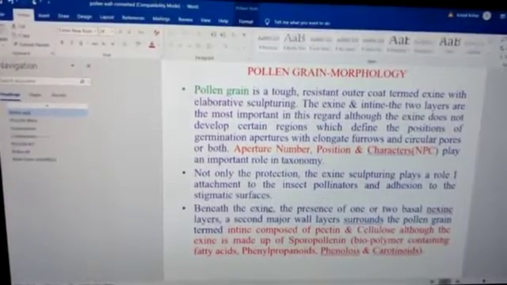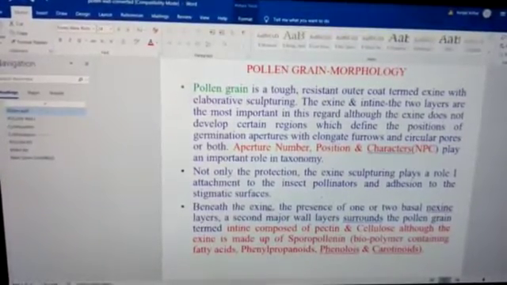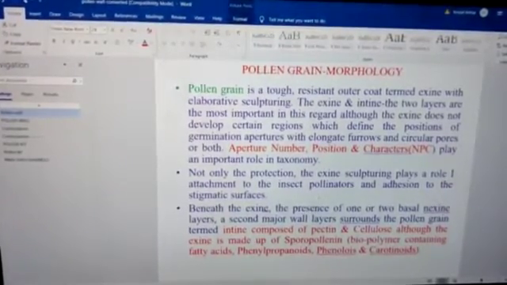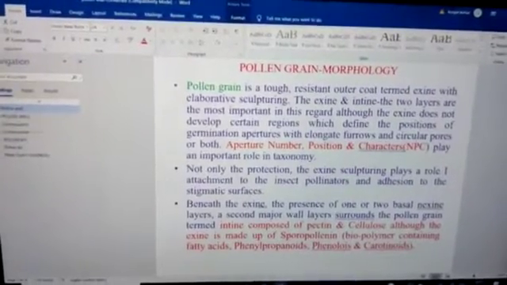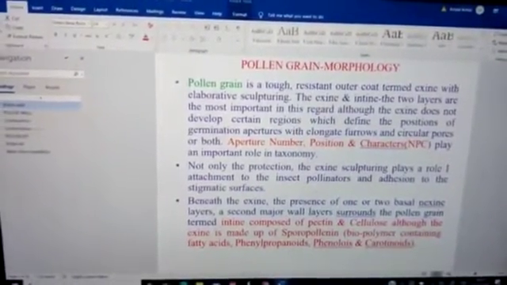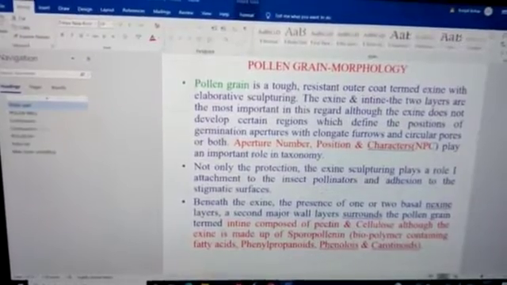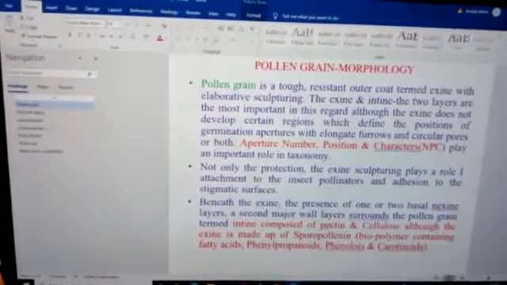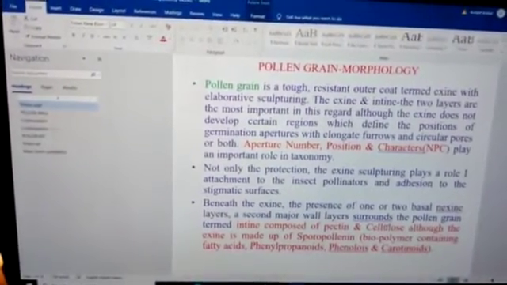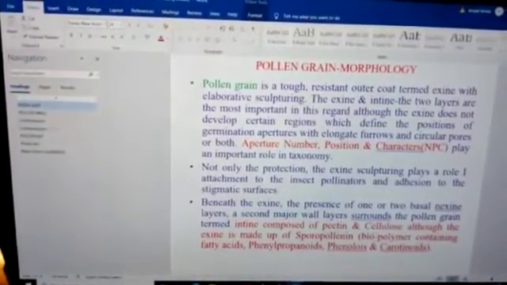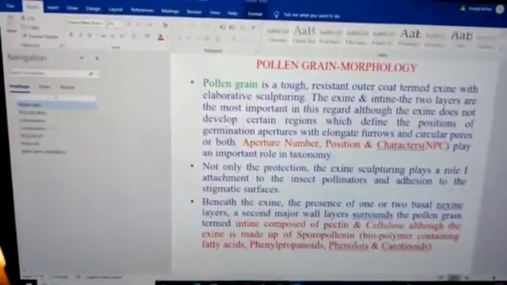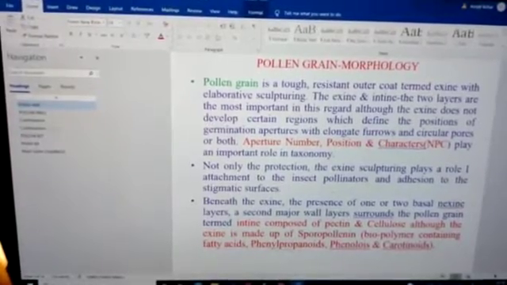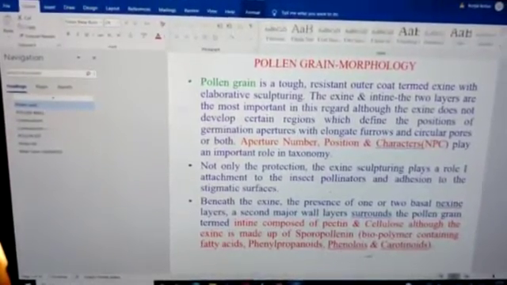Below the exine there are one or more layers, the basal nexine layers. Nexine is a part of the intine, the second major wall layer surrounding the pollen grain. The intine is composed of pectin and cellulose, so we say that it is pectocellulosic in nature, and the exine is made up of sporopollenin. Sporopollenin is a biopolymer of fatty acids, carotenoids, phenylpropanoids and phenols.